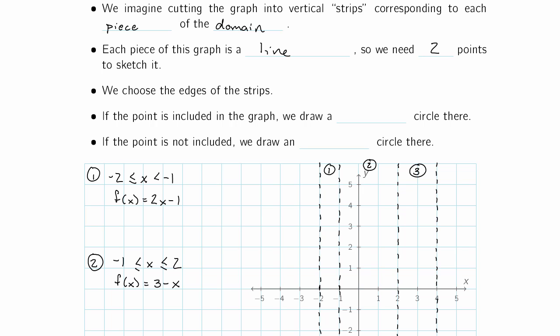So for my first piece, I'm going to say, using this expression, f of negative 2 is 2 times negative 2 minus 1, and that's negative 5. One of the points on this line is negative 2, negative 5.